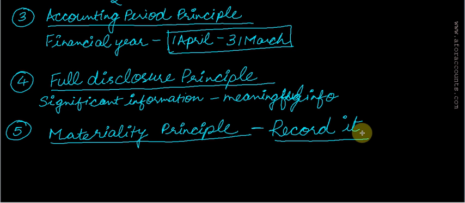Say, for a temporary closure of a plant due to a labor strike or something like this, which is very material, record it and let the people know in the notes. Now the 6th is prudence or conservatism principle.